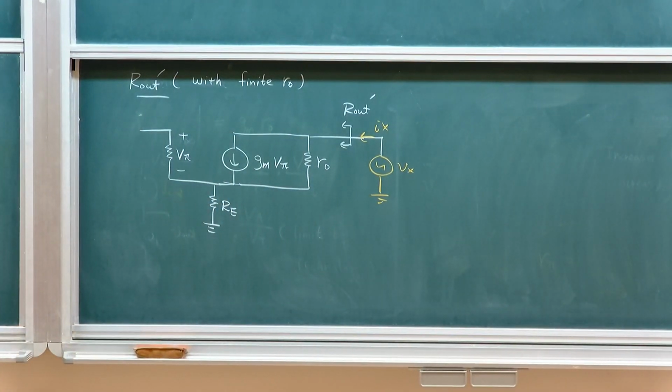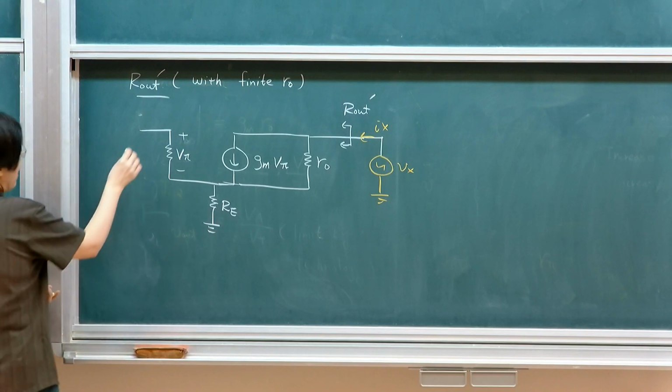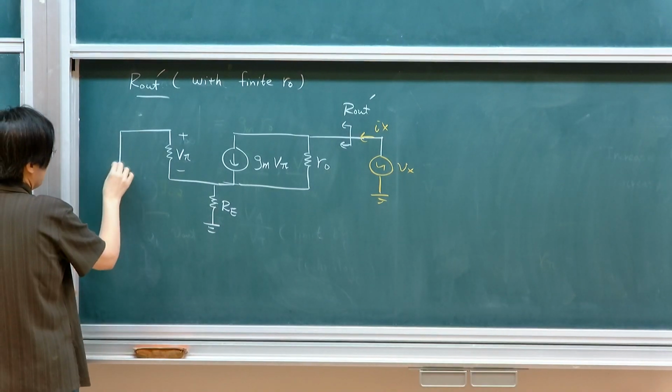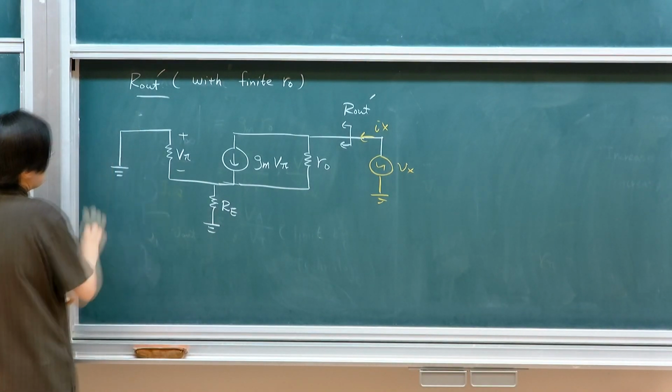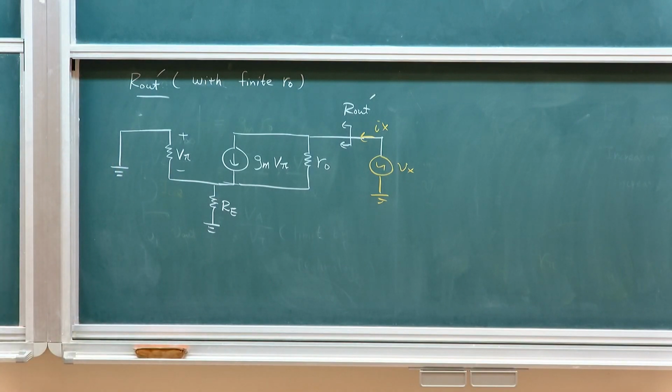Okay? And make sure that what we put in here is 0. You're setting the input sources to 0 when we test the output resistance. This is how you test your output resistance.